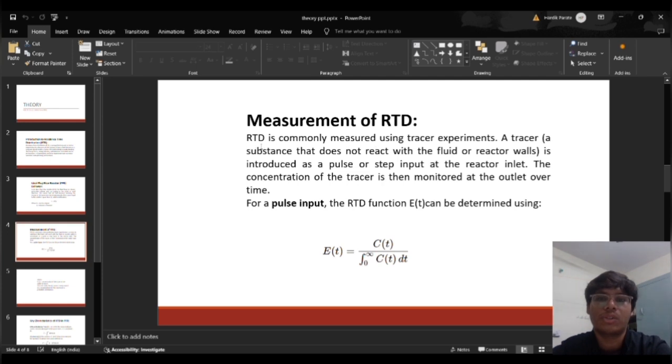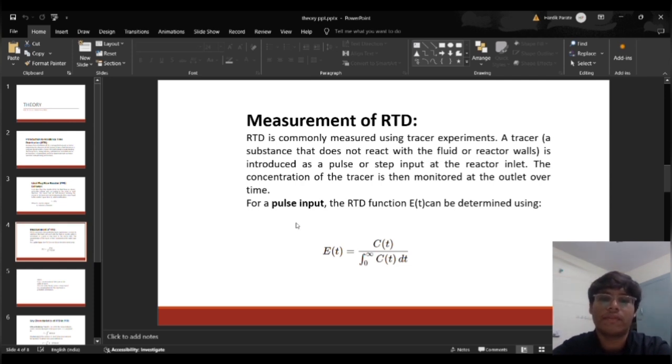Now, understanding RTD through tracer experiments. To measure the RTD in a real reactor, engineers use something called a tracer experiment. Let's break down how this works. Imagine you are injecting a small amount of tracer substance, like a dye or a non-reactive chemical, into the inlet of your reactor. This tracer acts as a marker, allowing us to track how it moves through the reactor. Then you measure the concentration of this tracer as it exits the outlet over time.